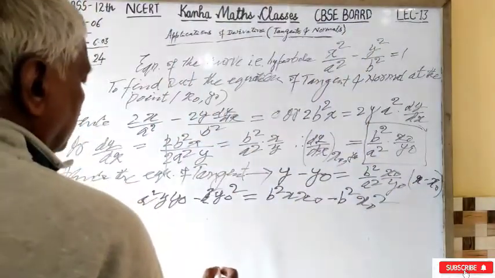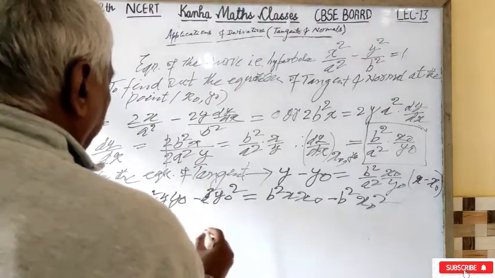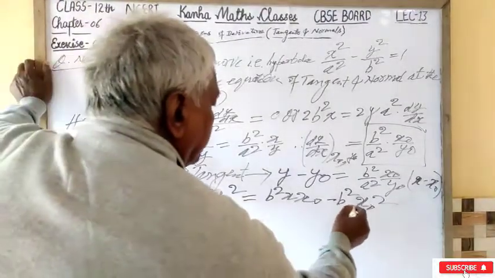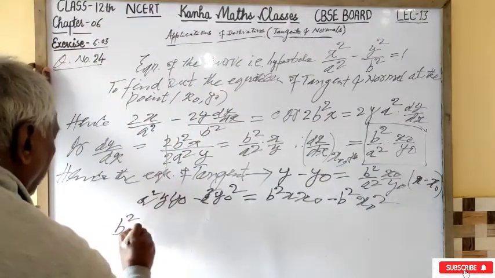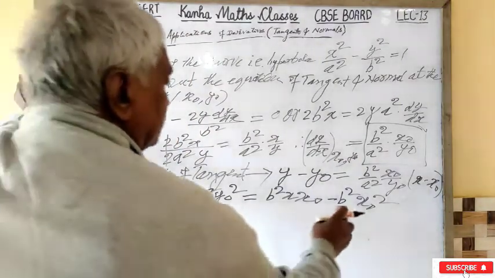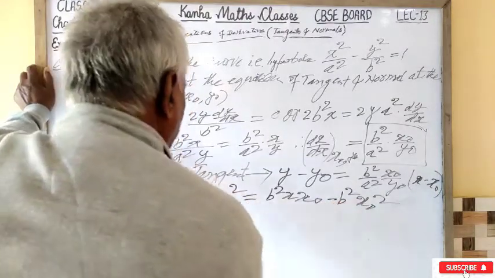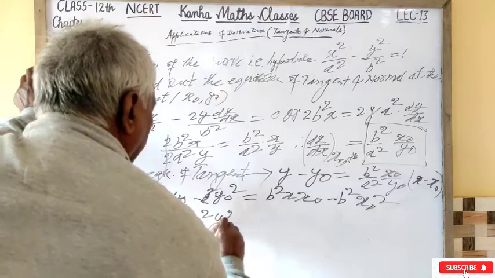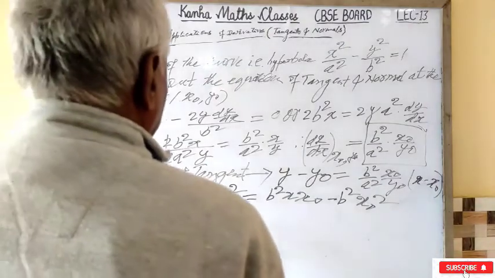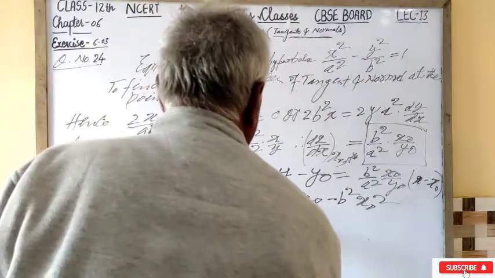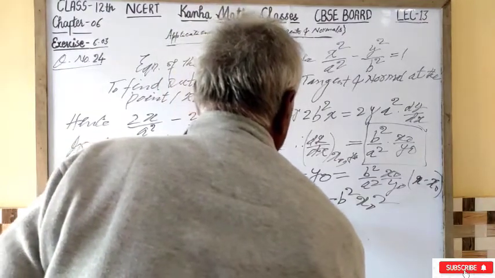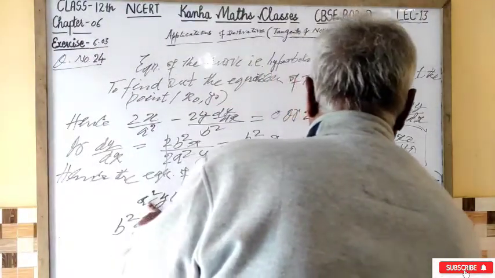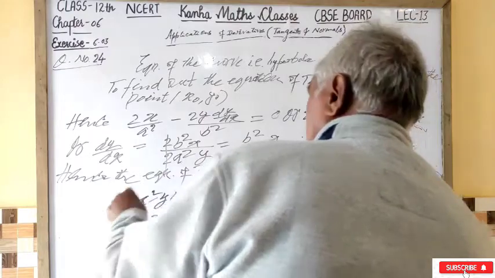We will take here b square x0 square minus a square y0 square is equal to b square x0 x minus a square y0 y.